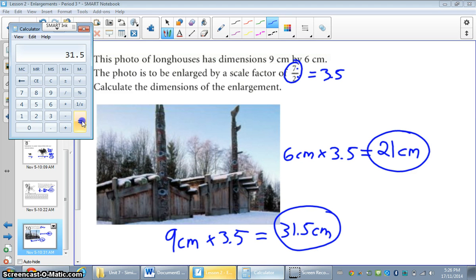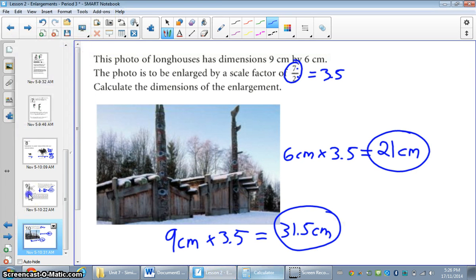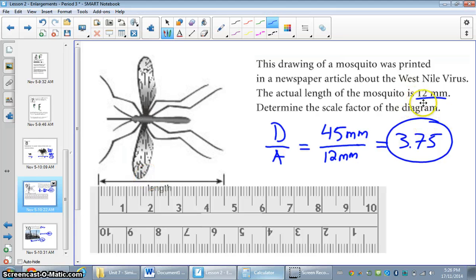So we can use a scale factor to determine new lengths, or we can use lengths on the diagram and the actual mosquito or whatever it is to figure out the scale factor.